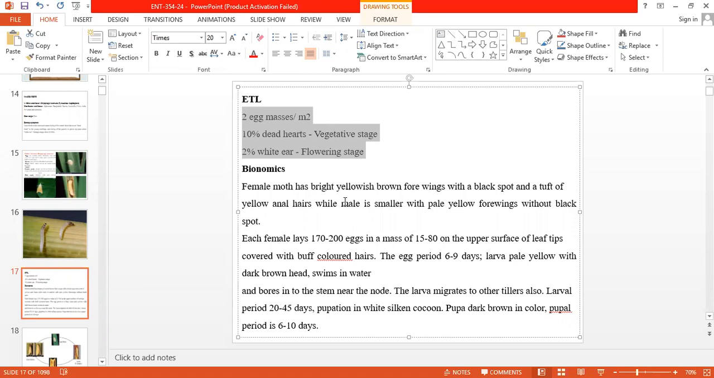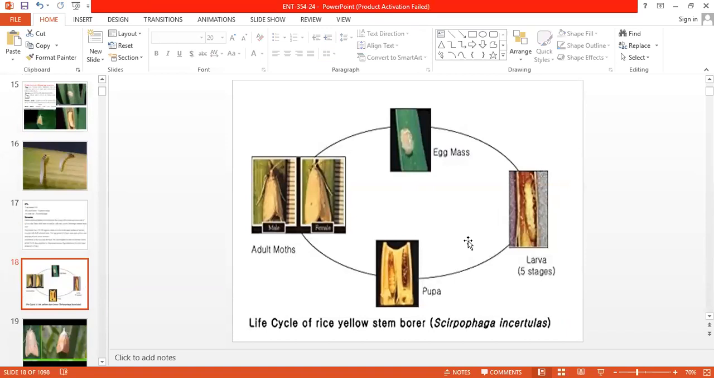So in the bionomics or life cycle, generally female moths deposit their eggs mainly on the upper surface of leaf tips. They deposit near about 170 to 200 eggs, then larvae come out within 5 to 6 days from the eggs, having 5 stages of larva. The larval period is 20 to 45 days depending upon the temperature.